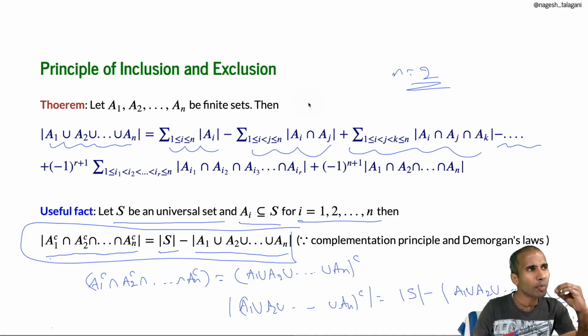See, this principle of inclusion and exclusion is a very powerful tool to tackle some hard-sounding problems, the problems that are not a straight application of the product rule or sum rule. Here is one such problem.